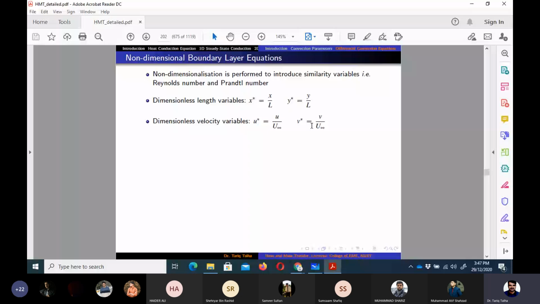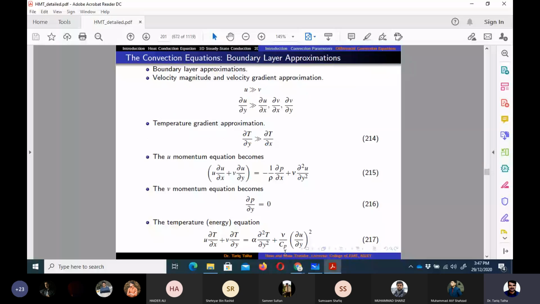So the characteristic length here is L and the characteristic velocity is u infinity. Similarly, for the pressure, we can use P upon rho u infinity square, and for the temperature, we can use T star, which is T minus Ts divided by T infinity minus Ts, right? So these are the four variables which we are using to non-dimensionalize the equations shown in equation 215 and 217.